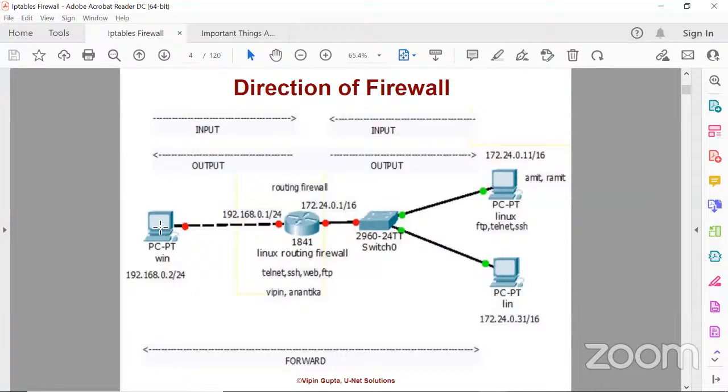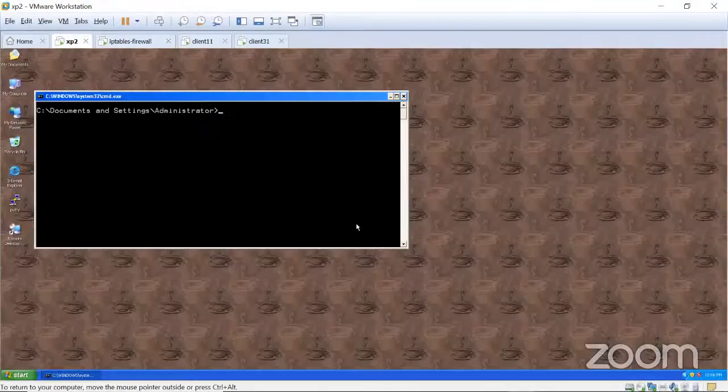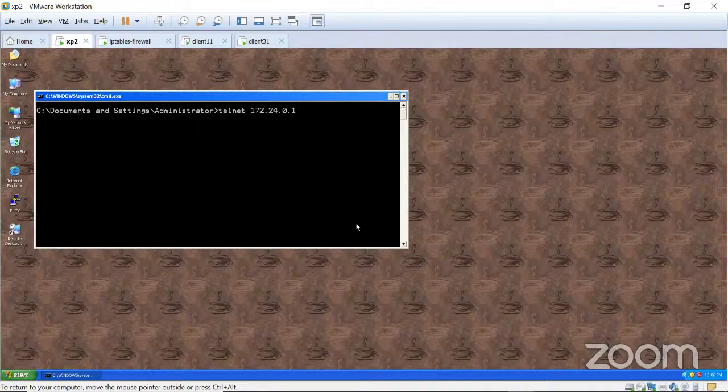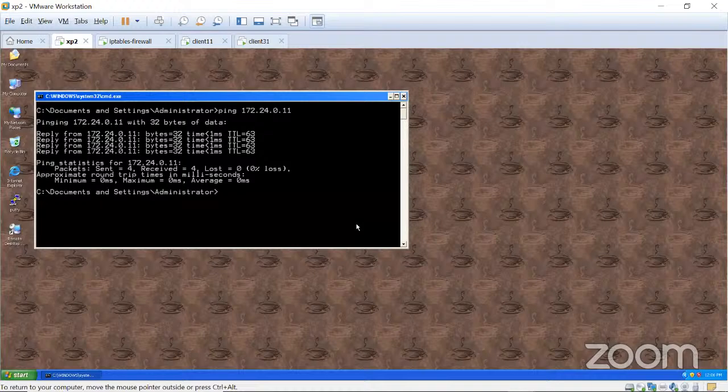So let me first try to see whether I am able to ping from this system or not. Later on, I want to block this ping. So let me go to the practical again. From the XP system, I will try to ping to the 11 system. I'm saying ping 172.20. It is working. Now I want to stop it. So I will go to the firewall.